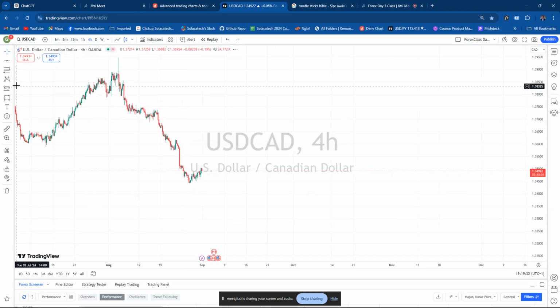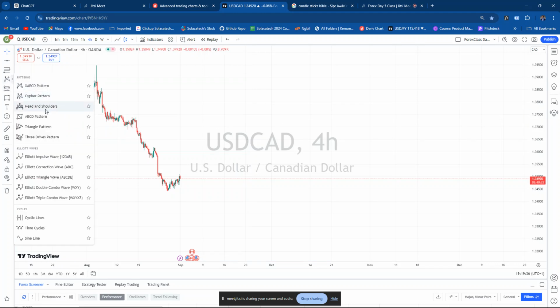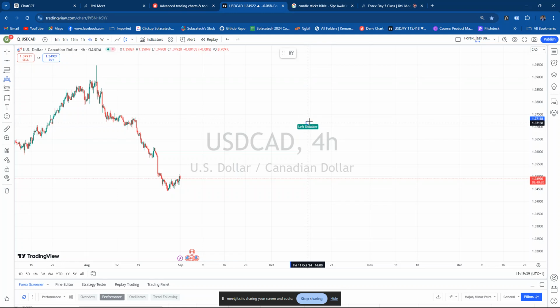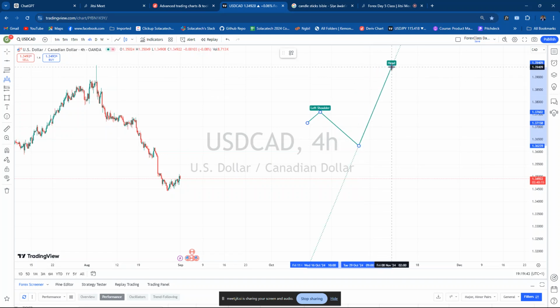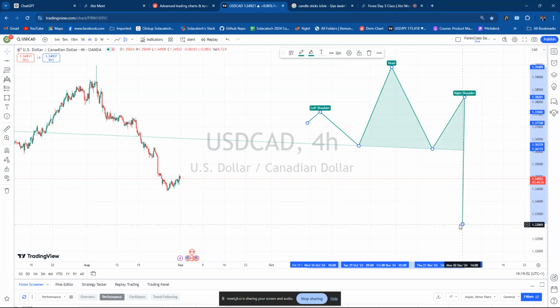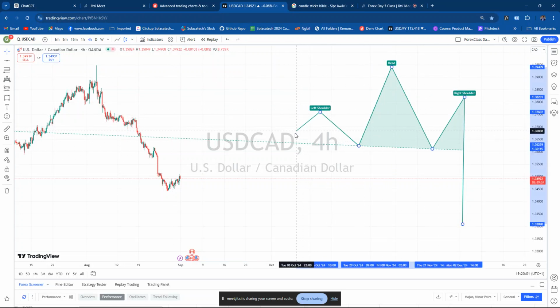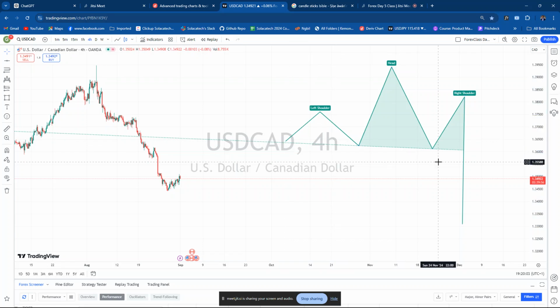Now let me draw something. Let me use that symbol to draw. So this is the left shoulder. This is my head. I don't know if you can see my screen. This is my right shoulder, anyhow it is. So this becomes the head and shoulder pattern. This is what it's telling you. The head and shoulder pattern tells you that.